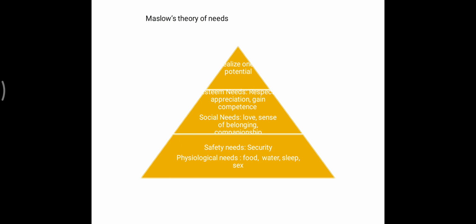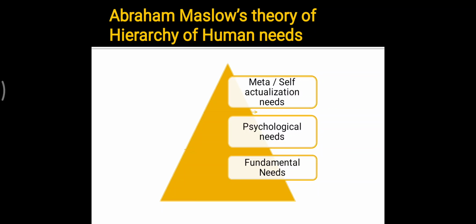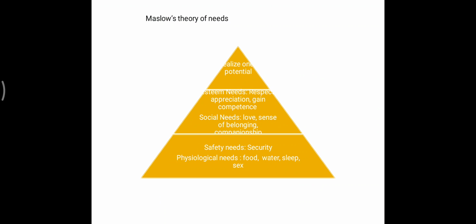So, what are these needs that we see? At the base, we have the fundamental needs, and these fundamental needs are physiological needs of the human body: food, water, sleep. At the same time, sex is one of the physiological needs. Then we have safety needs. He needs security.